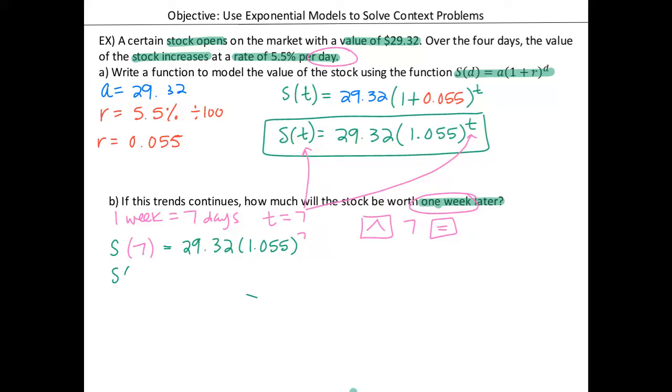Okay, and go ahead and share with your partner what did you guys get for your answer. Think again, you're talking about money, so round to the nearest hundredths, the cents, please.